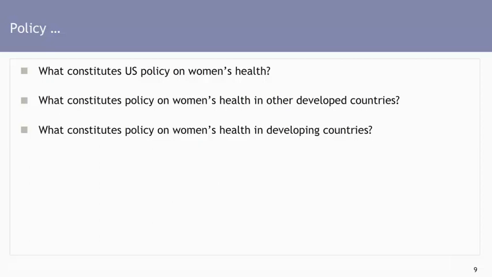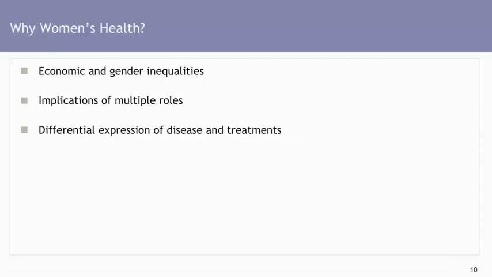The second, what constitutes policy on women's health in other developed countries? How are these policies similar or different to the approaches taken in the United States? And finally, what constitutes policy on women's health in developing countries? Again, how broadly and how narrowly are these ideas constructed, and how does it vary relative to those policies in developed countries?